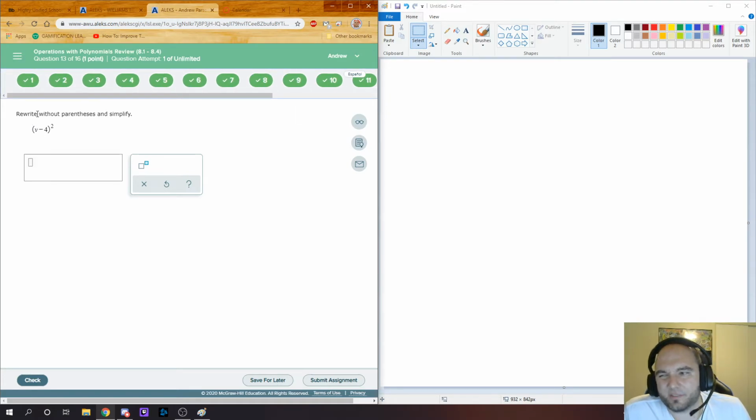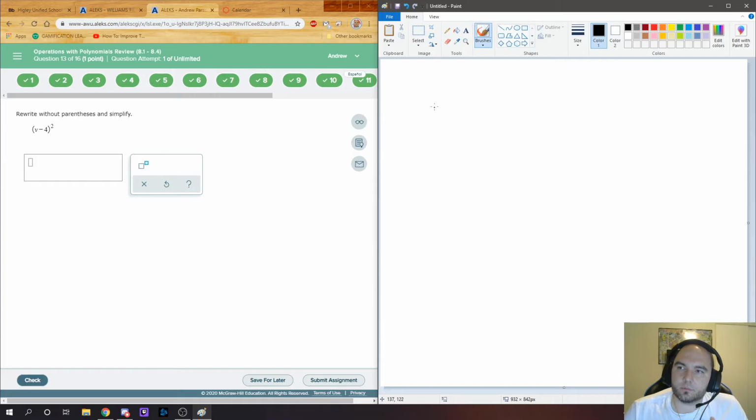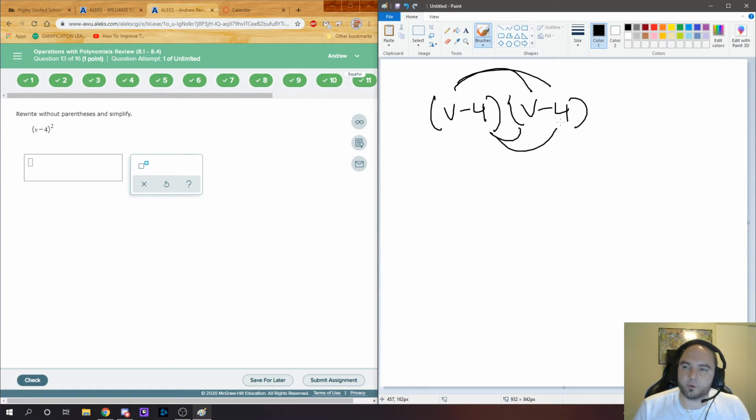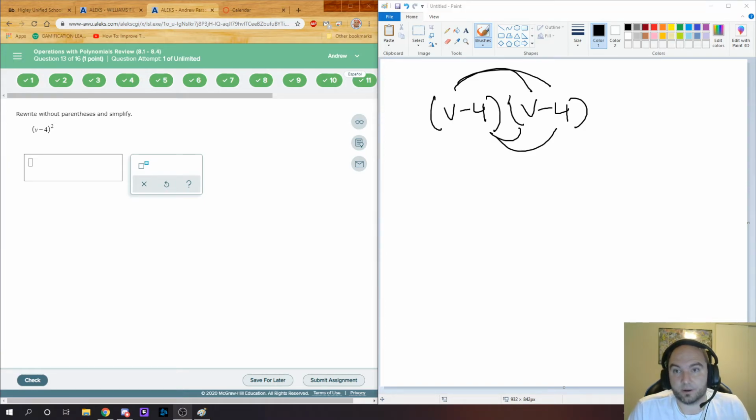So now here's the deal. If you don't know it's a special property, no one's going to stop you on the test from going (v minus 4)(v minus 4), distribute like this. No one's going to stop you from doing that. If that's the way you want to do it, as long as you know to write it out twice, that's good. What you can absolutely not do is just put v squared plus or minus 16, because that is not supposed to be the answer.